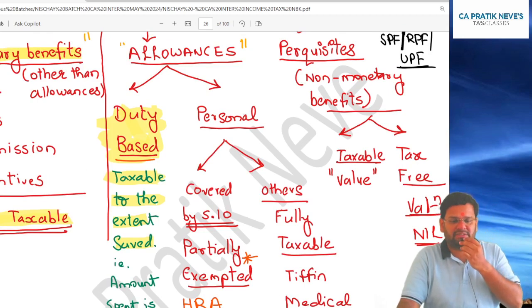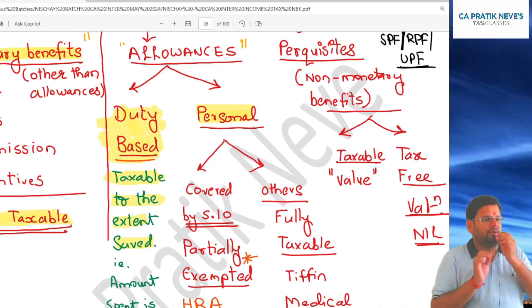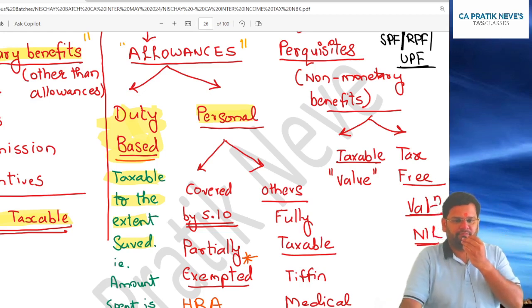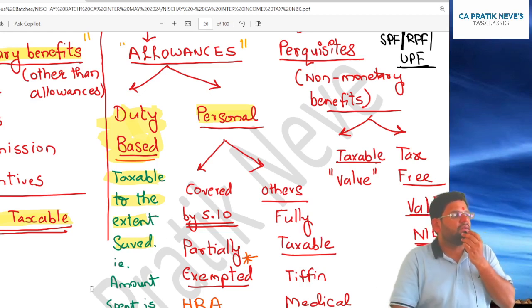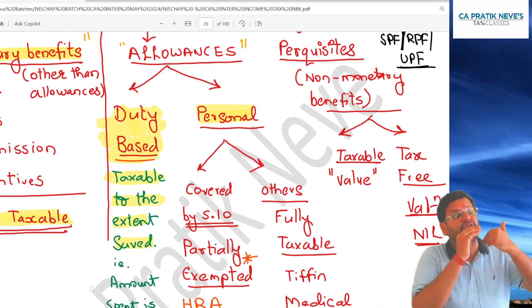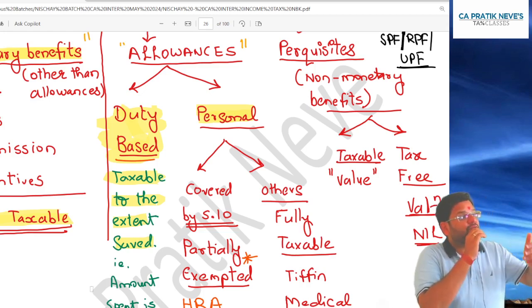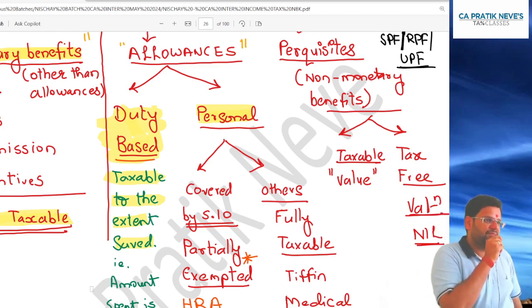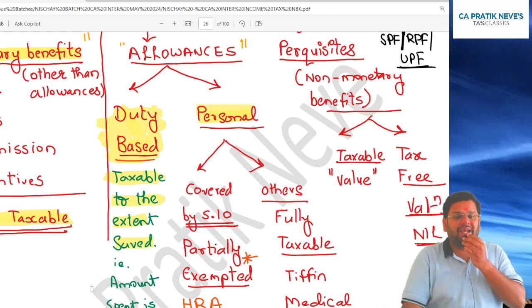If I talk about personal allowances, then personal allowances are those which are covered by section 10 or those which are others. What is section 10 in Income Tax Act? Section 10 in Income Tax Act is exemptions. Exemptions means incomes which do not form part of total income, means tax free incomes. So some of the allowances are covered by section 10, and then there are others.